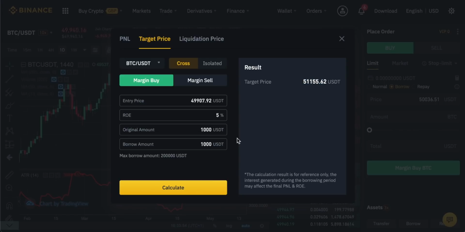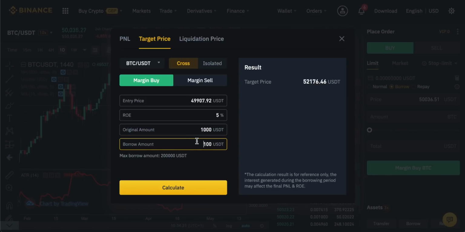$51,155. If we borrowed less money, so let's say we only borrowed $100, you'll see that the target price goes up. That's because our overall position is smaller, we've borrowed less money, and so we definitely need a larger price rise in comparison to our original amount, this $1,000, to get that 5% return.